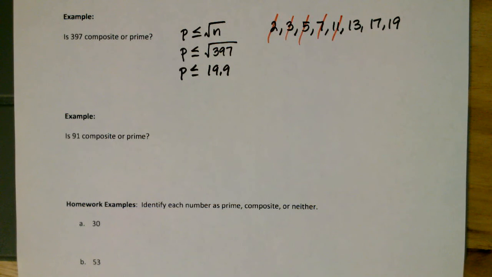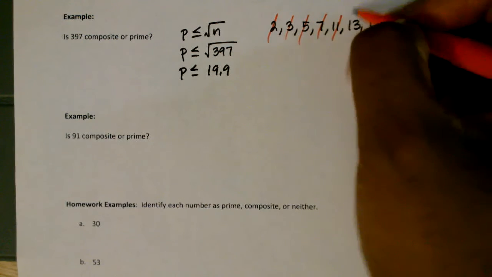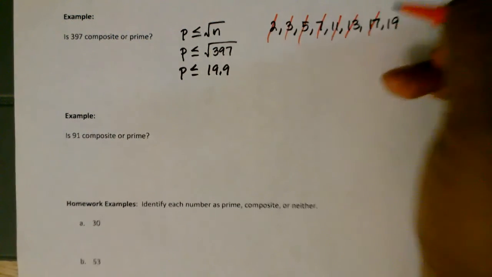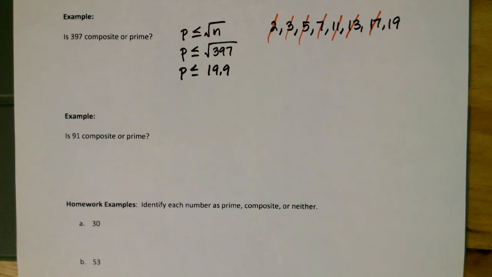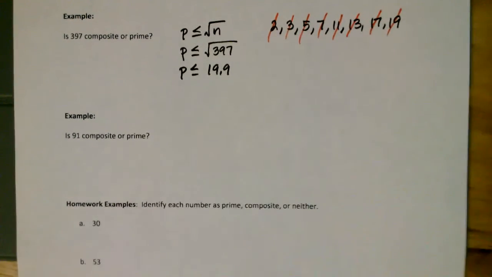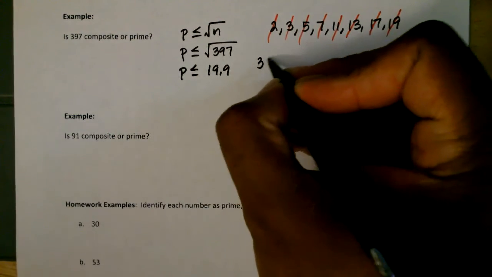397 divided by 13 gives me a decimal again. 397 divided by 17 also would not work. And 397 divided by 19 would not work as well. So those primes do not work. So this means that 397 is prime.